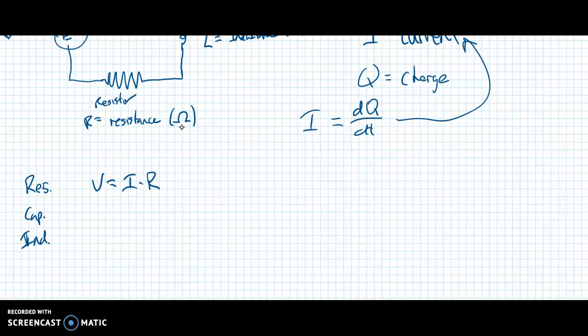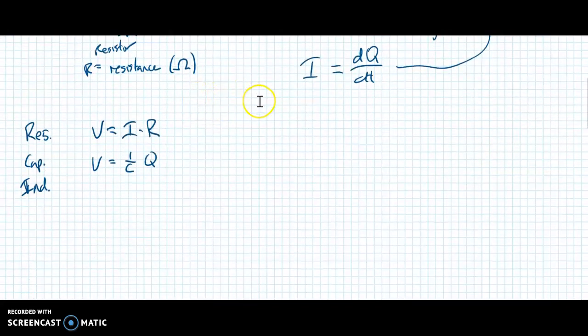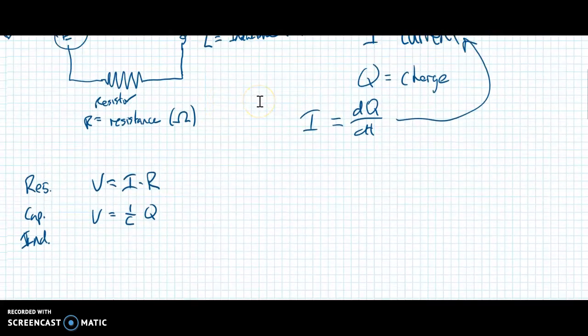The next one is the capacitor. The voltage drop due to the capacitor is 1 over C times the charge. I'm not going to talk about that too much, but that's the way it is. Remember, my goal is really just to get to this equation and have you understand a little bit of what's going on, and then we'll just do some math with it.